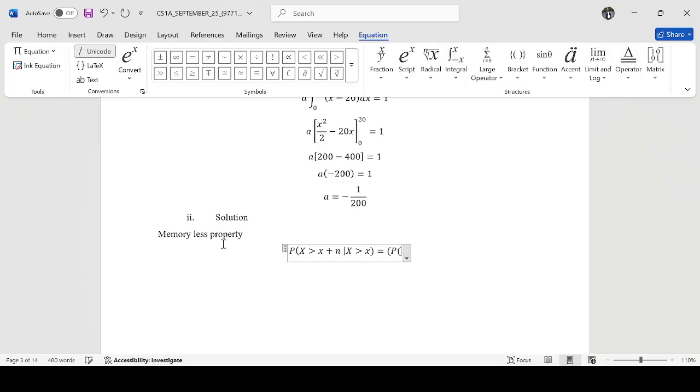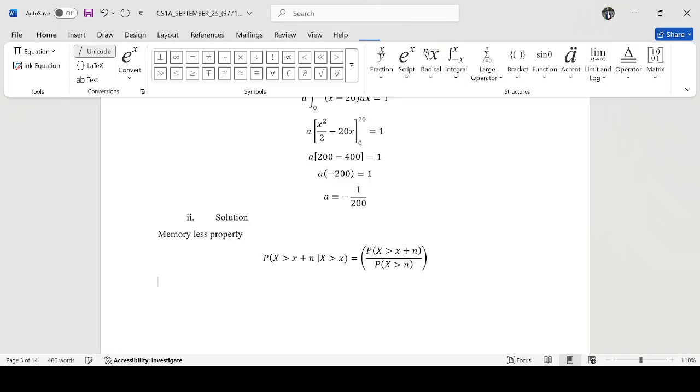We have P into bracket, so this is X greater than x plus n, divided by P into bracket X is greater than small n. Yeah, so at the end of the day, you have something like that.